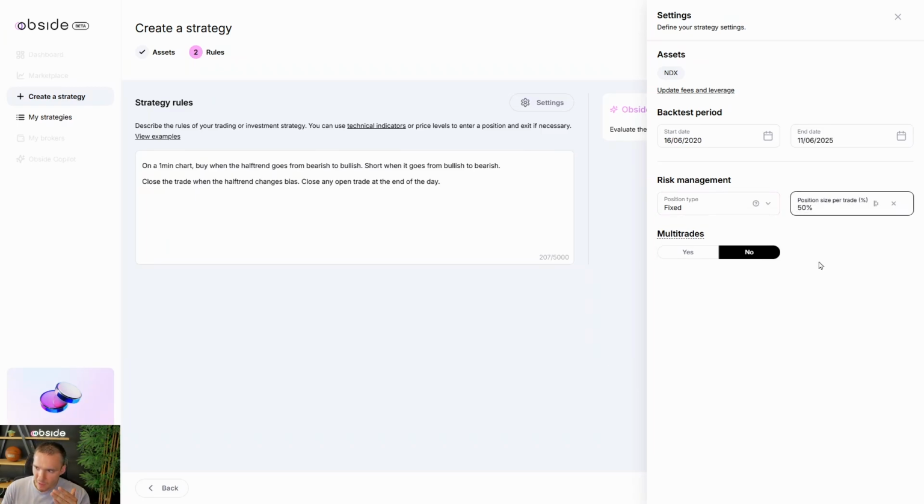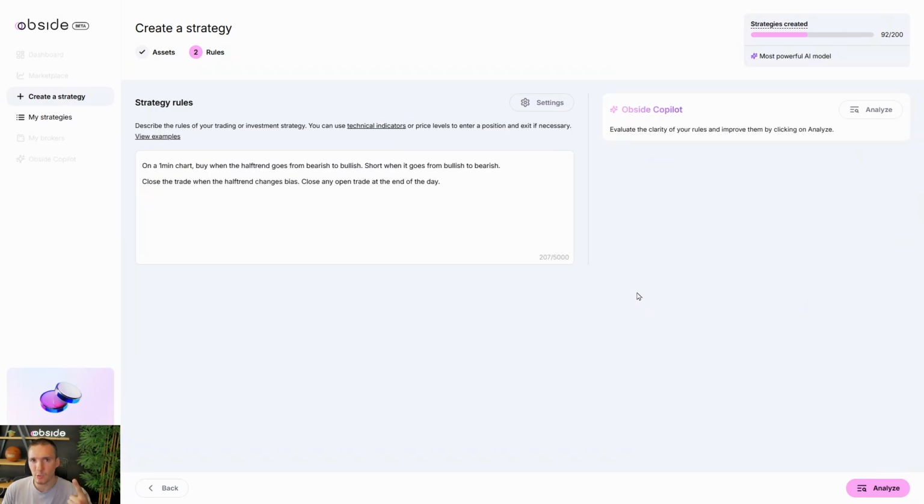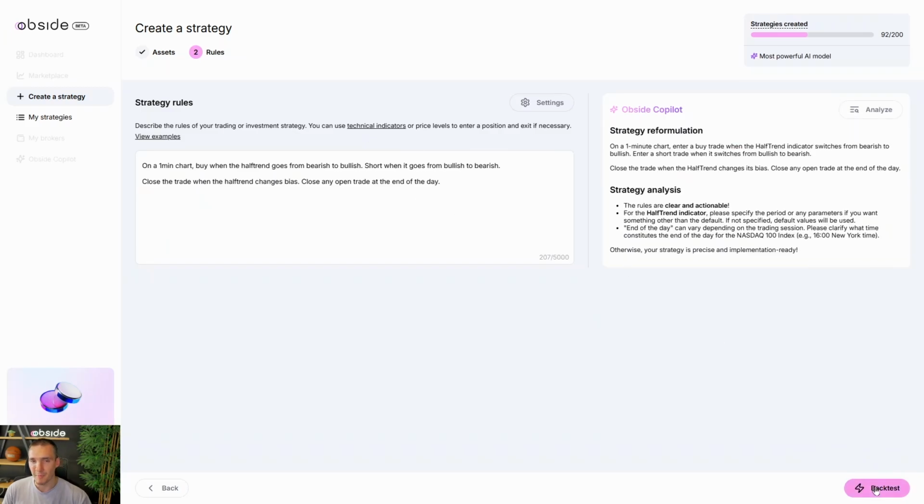So let's say we'll use 50%, or let's go 100% of our capital per trade, and we'll have only one trade at once, since the half trend can only be bearish or bullish. So these rules are clear enough. So I'm about to start the backtest. Let's go.